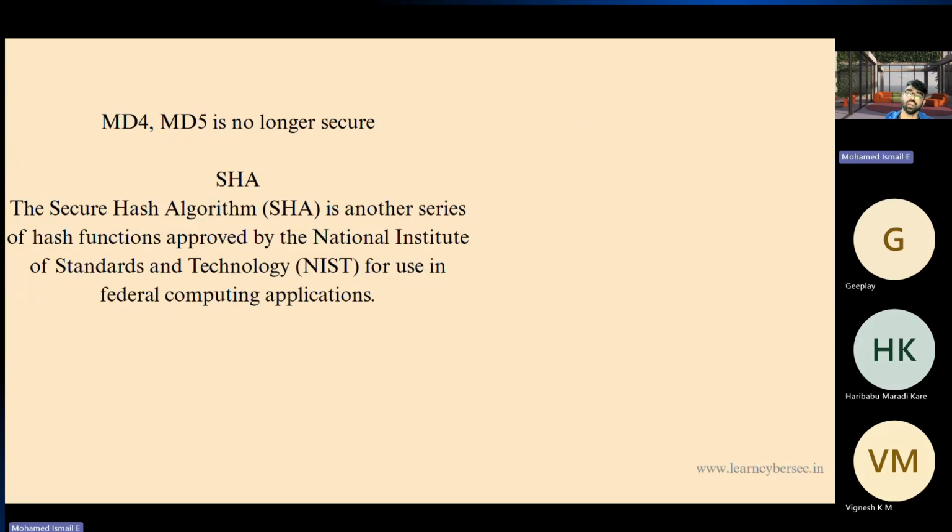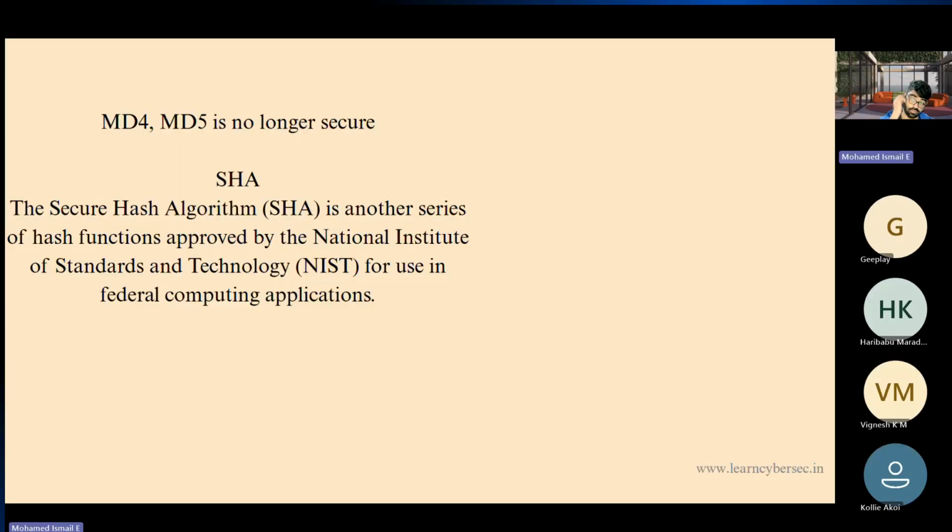Now, MD5 and MD4 are no longer secure. SHA is considered secure. Secure Hash Algorithm is the full form of SHA. That is recommended by the National Institute of Standards and Technology, which is NIST.